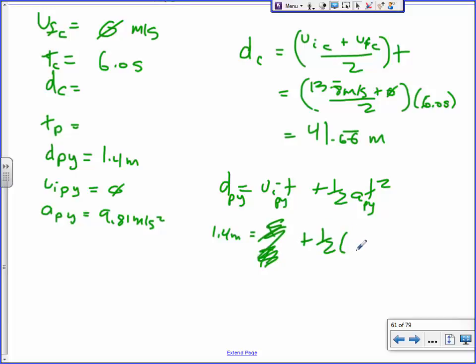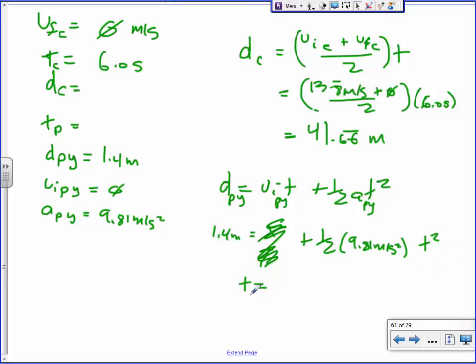Acceleration. Should I throw a negative on the acceleration? Why not? You're shaking your head. I agree with you, but why not? It's already going in that direction. Because the distance was going down, right? And the acceleration is also going down. So if they're going in opposite directions of each other, I throw a negative on it. So this one should just be 9.81 meters per second squared. And then we need the time value.